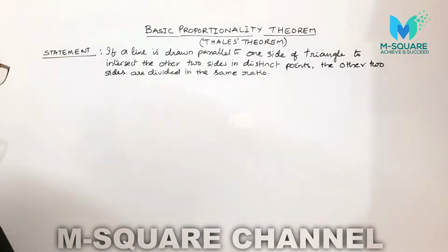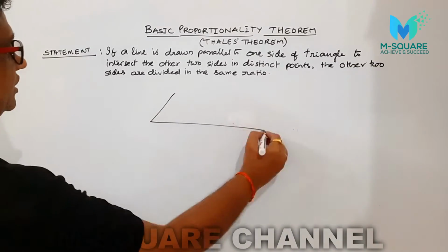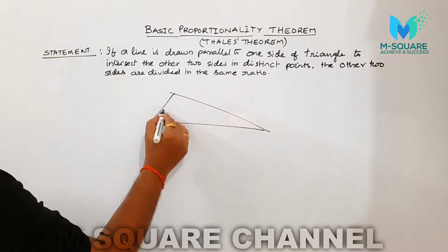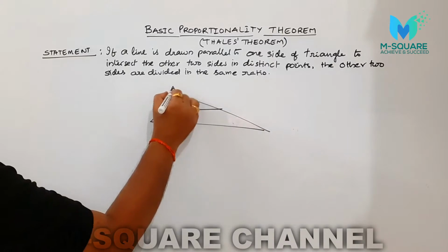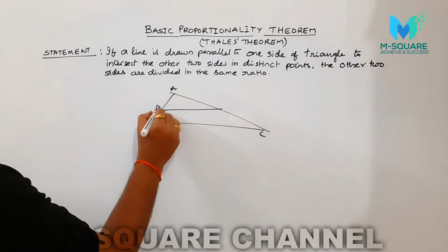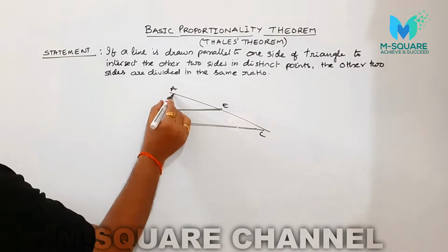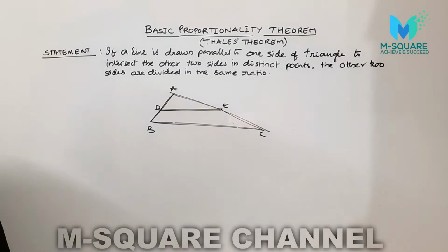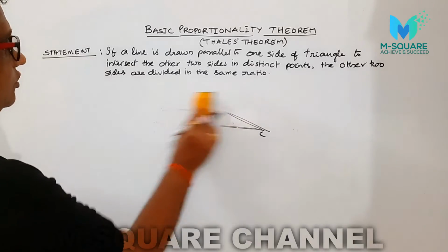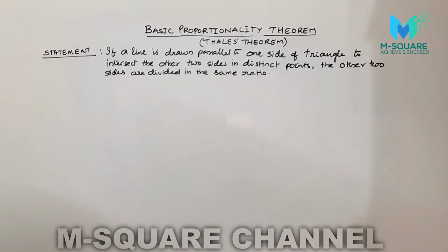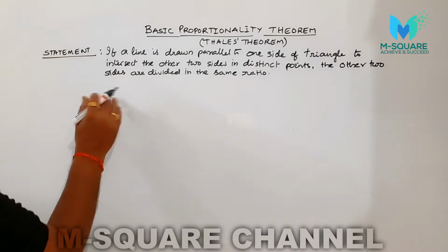Even for a scalene triangle, suppose I take a scalene triangle like this, ABC. This line DE is parallel to BC. Then AD by DB equals AE by EC. Now we are going to prove it and see how the proof goes.